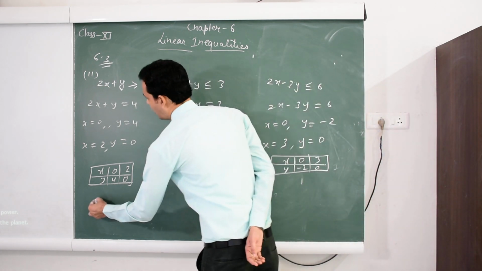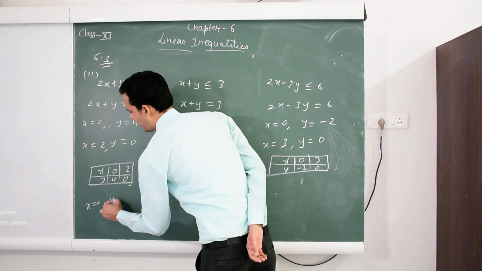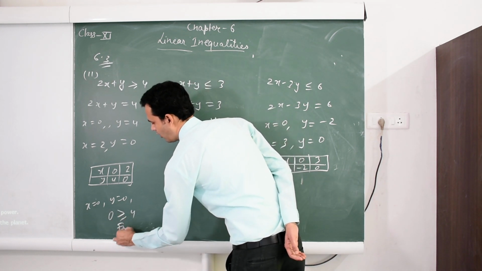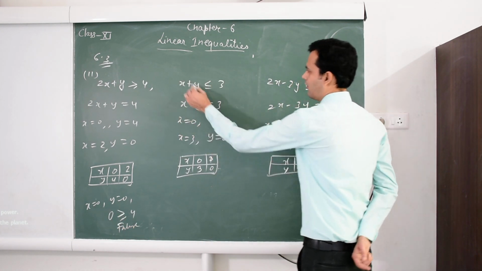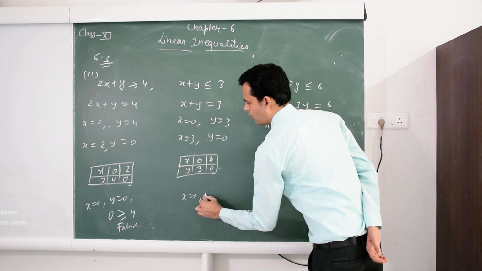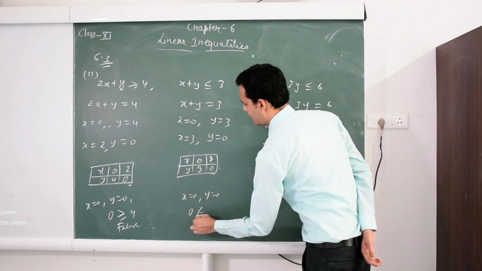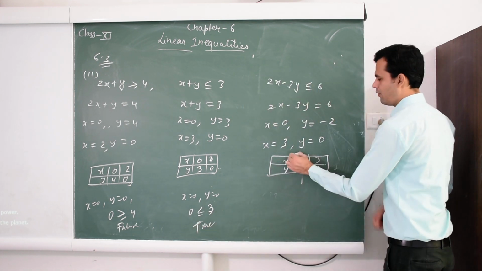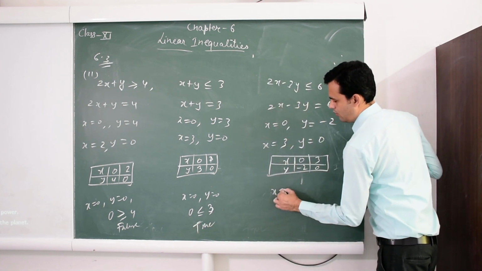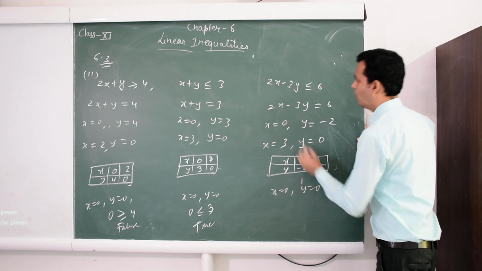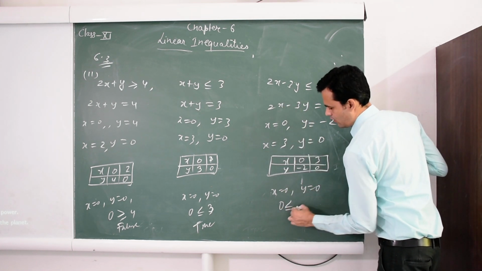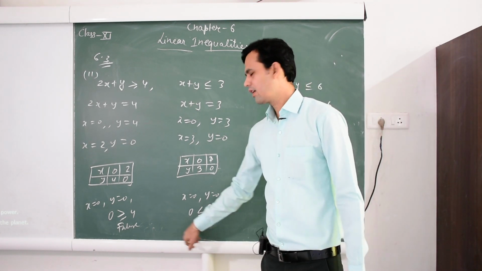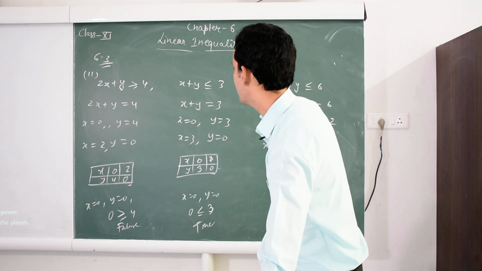Now the conditions for true and false. x 0, y 0. So 0 greater than or equal to 4, false condition. Here put x equals 0, y equals 0. So 0 less than or equal to 3, it's a true condition. And for this, x 0, y 0, then we get 0 less than or equal to 6, this is also a true condition. So for these 2 the condition is true, and for this one the condition is false.